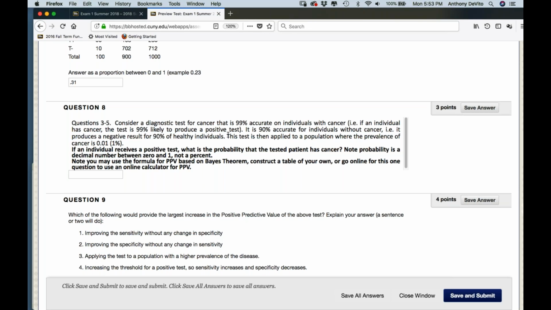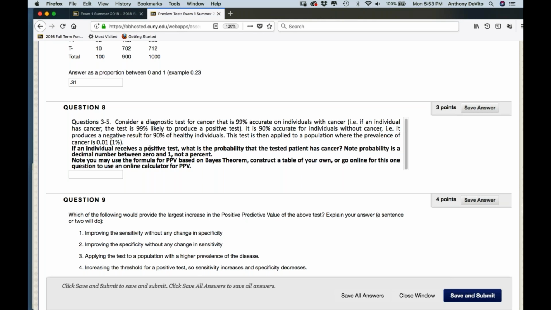Okay, so this test is applied to a population where the prevalence is 0.01, it's 1%. It's a relatively low prevalence in a population. Actually not that low, but low enough. If an individual receives a positive test, what is the probability that the tested patient has cancer? Note, probability is a decimal number between 0 and 1, not a percent. That's what we want for this answer. So let's go ahead and answer this question. What is the probability that a tested patient has cancer in this situation?